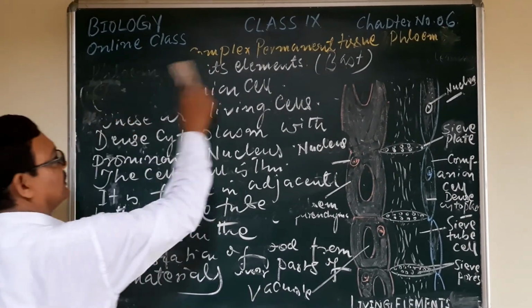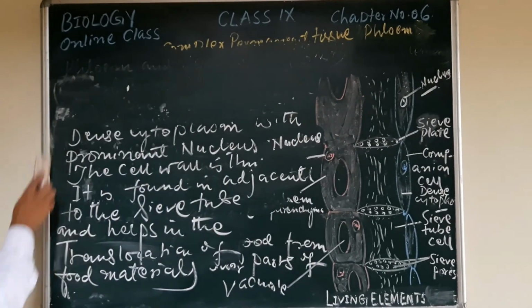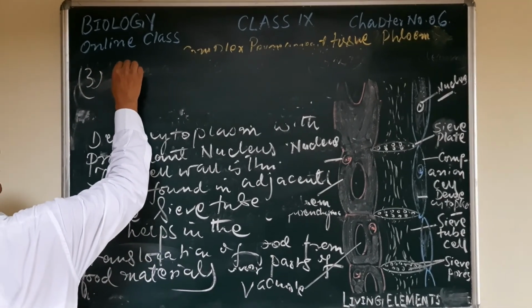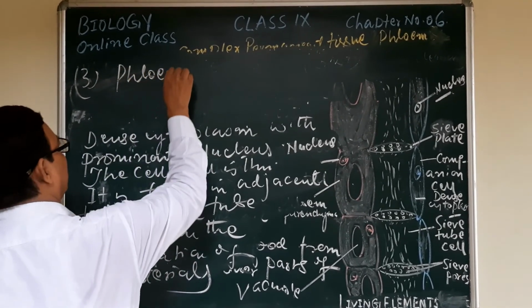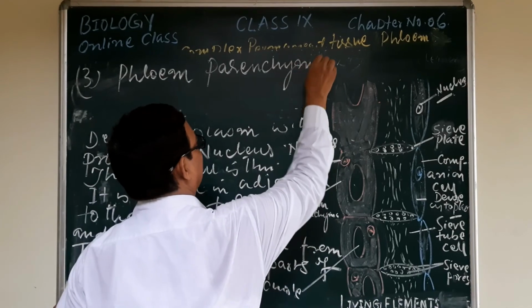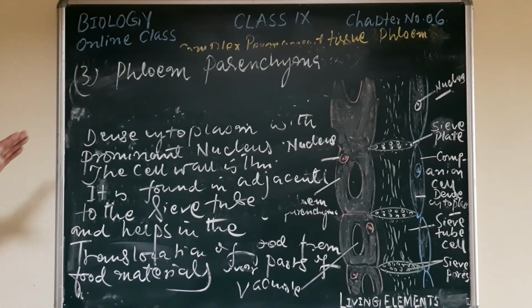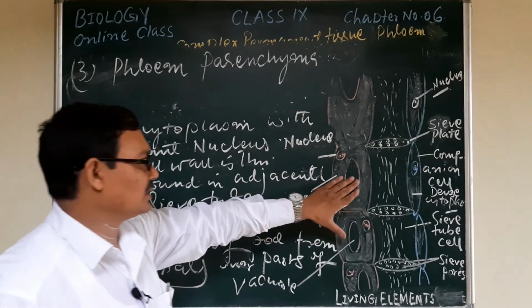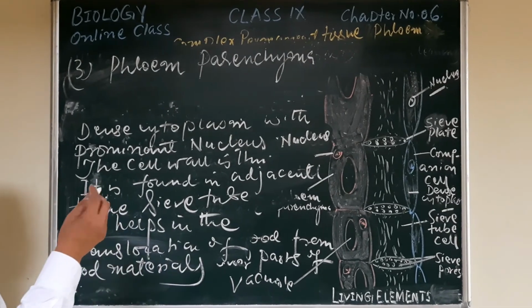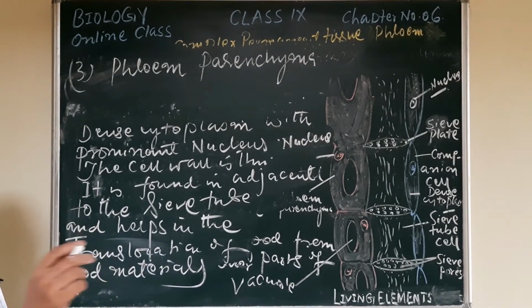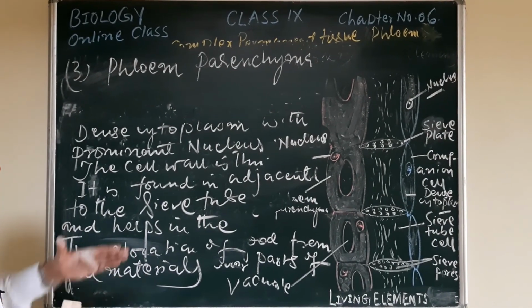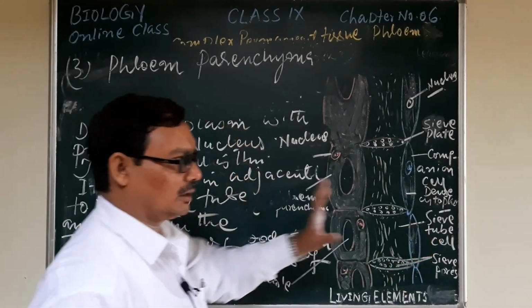Now come to the third important element, the phloem parenchyma. It is also living. It has thin walls with cytoplasm, a large vacuole and a nucleus, and is made of a single type of cell, the parenchymatous cell. Its function is storage, and it also helps in the conduction of food material.